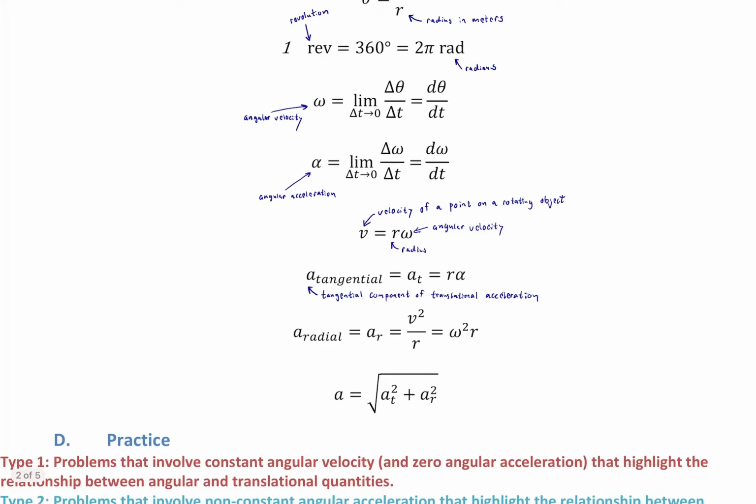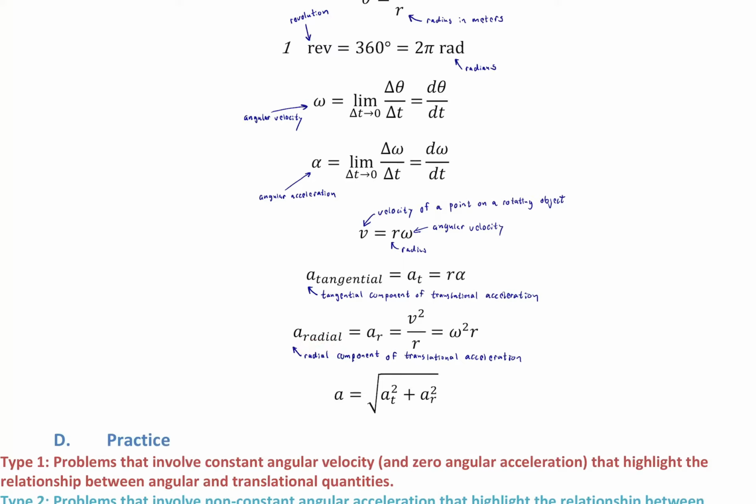So the tangential component of translational acceleration, represented as a sub t, which we've seen before, but now we're going to define that as r times alpha. This is a new way of thinking about tangential acceleration. It is the radius times the angular acceleration. Again, note that the units work out, and this makes sense because alpha represents how fast the disk is speeding up or slowing down, and so that's going to affect the tangential component of translational acceleration. Well, the radial component of translational acceleration, or just a R, is v squared over r.